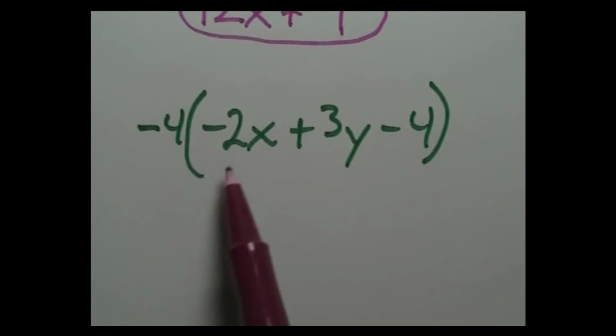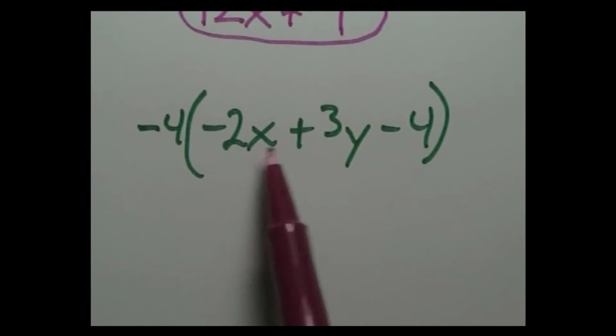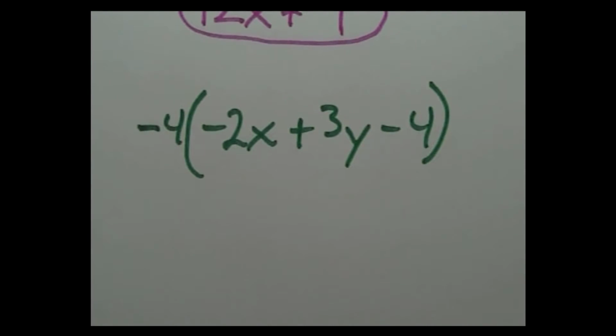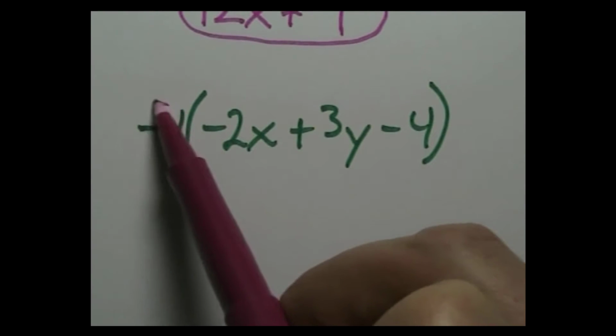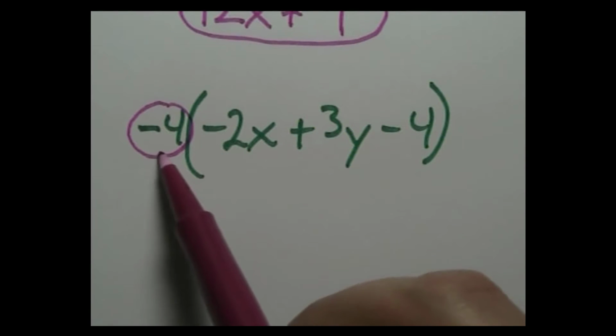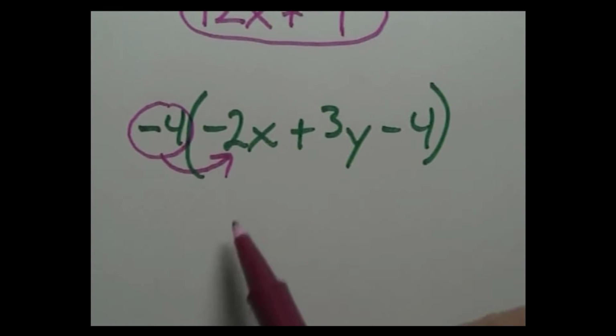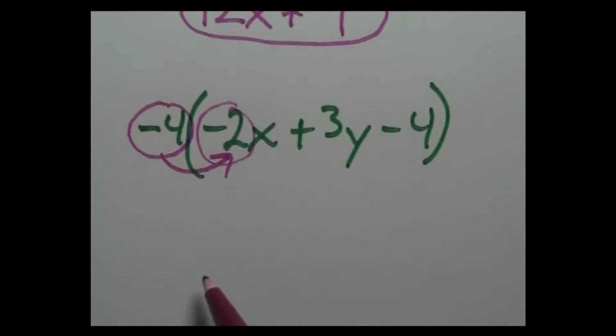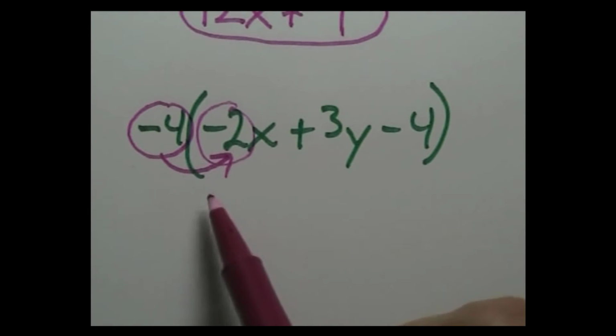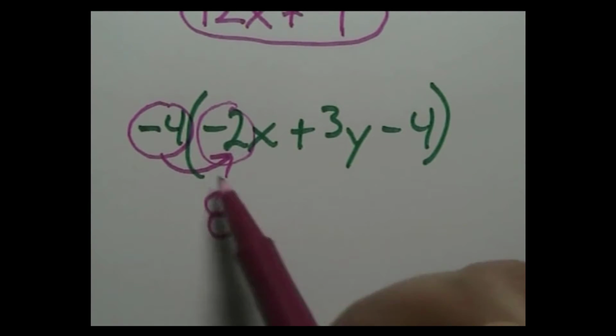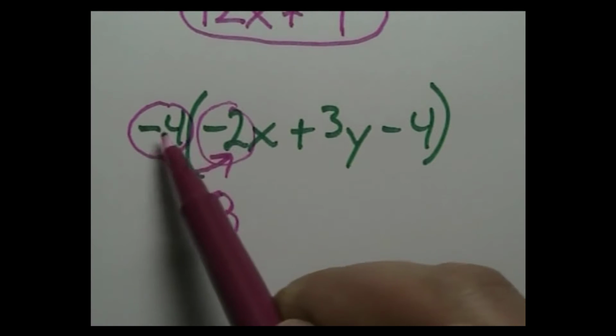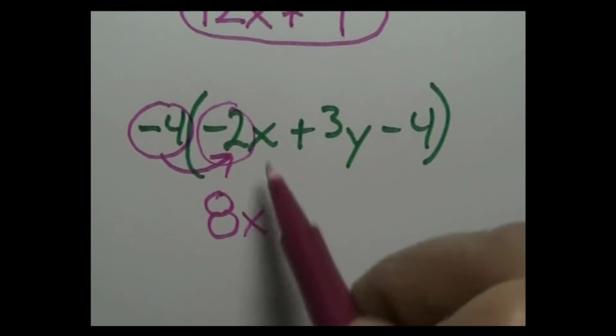Now notice that this time we have three, what we call terms, three terms inside. So take the outside, negative 4, times each one inside. So 4 times 2 is 8. And the two negatives cancel. There's two negatives. So this is 8x.